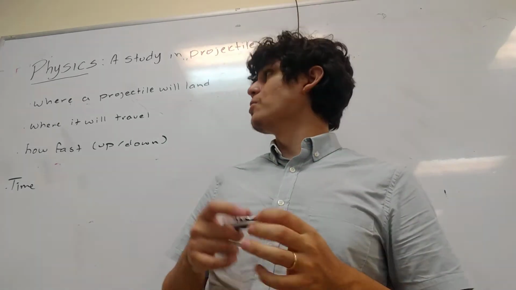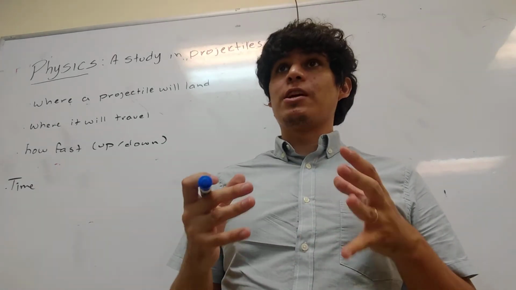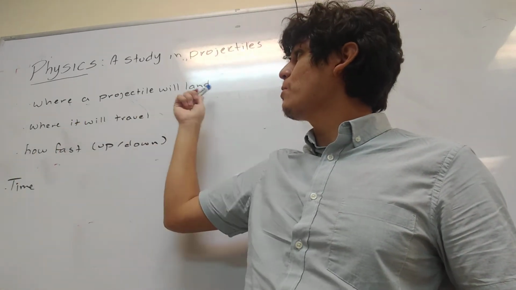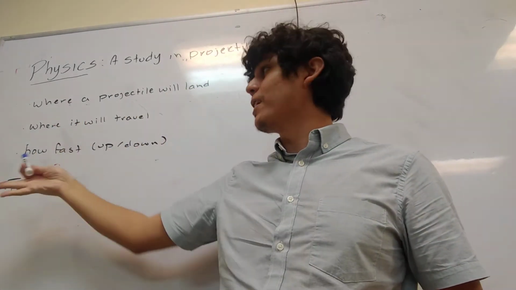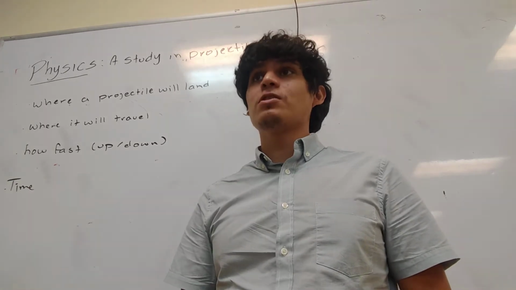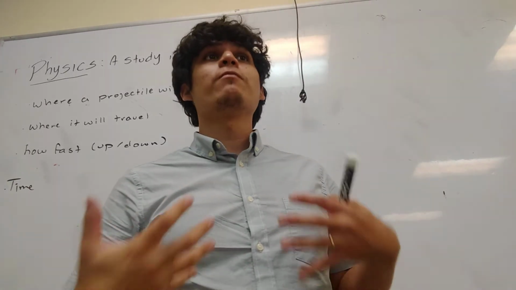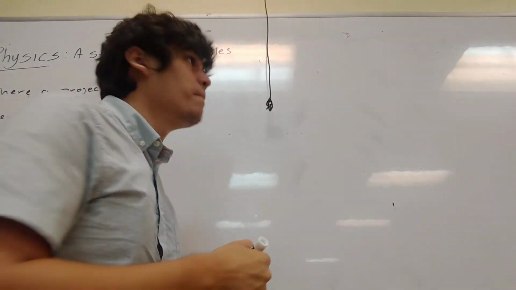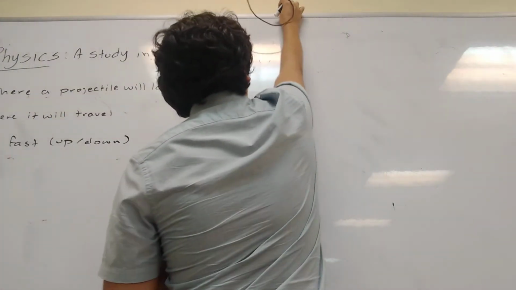So then, if you use the equations, they can tell you a lot of things. They can tell you where a projectile will land, where it will travel. They can even tell you how fast the projectile was going and the time. It just depends what information you have on this projectile. So let's go ahead and consider the following problem.